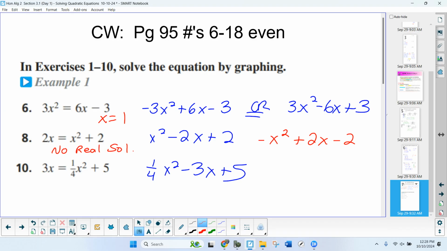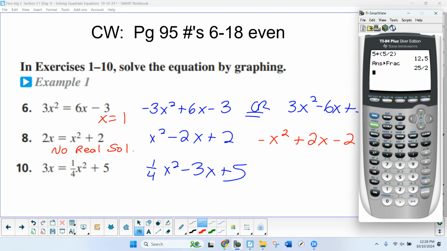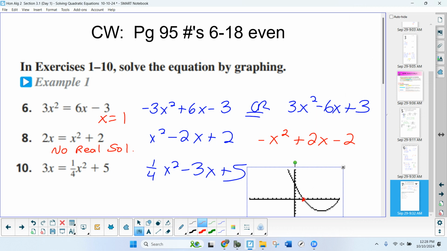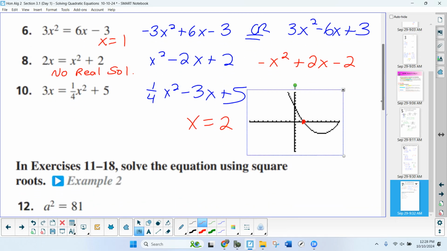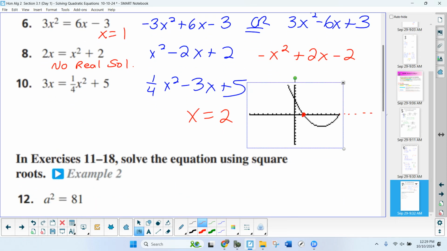Okay, guys, on number 10, let me do this with you. Did most of you write it this way? Yes. Okay, so 1/4 x squared minus 3x plus 5. Zoom 6, because I don't know if I changed it at all. Now, I did my first one. What did you guys get for this first 0 right here? Okay, we got x equals 2. Is everybody good with the first one?